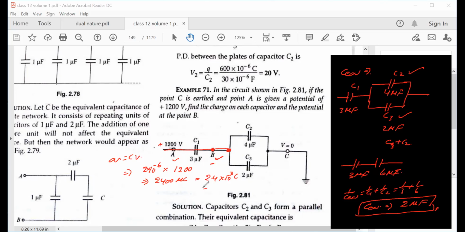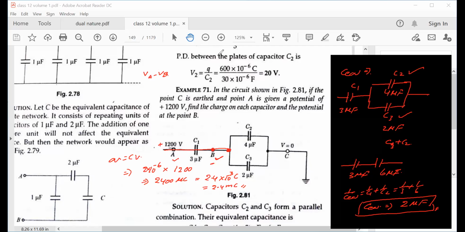10 power minus 3 is nothing but your millicoulomb. So 2.4 millicoulomb. This is your charge. Now we need to find the potential difference at the point B. To find the potential difference, you already know that potential difference is nothing but the difference between the 2 points, VA minus VB, and we have seen the relations.